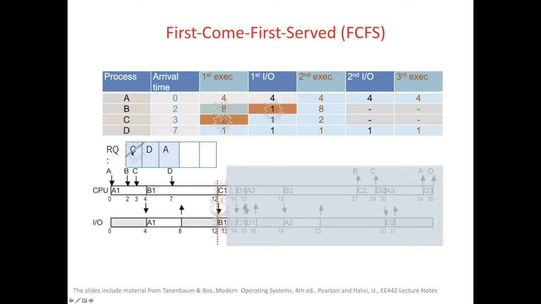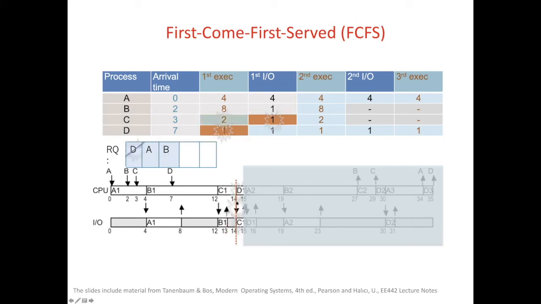Process C is the one in the front of the ready queue. It is deleted from the ready queue and process C starts its first execution. This is the first I/O operation of process B and this is the first execution of process C. At time 13, process B finishes its I/O operation and enters the ready queue.